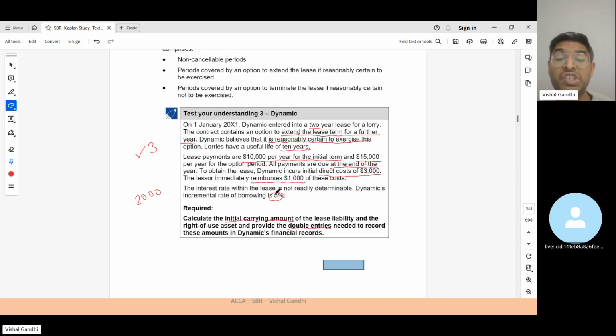solve this question. What is the initial carrying amount of lease liability? We need to calculate the present value of those 5 components. Do you remember the 5 components? 1, fixed payments. 2nd, variable payments that depend on a rate or index. Residual guaranteed payment. Purchase price, if there is an option to purchase and it is reasonably certain to exercise that option, and termination penalties. So in this case, we only have lease payments here.